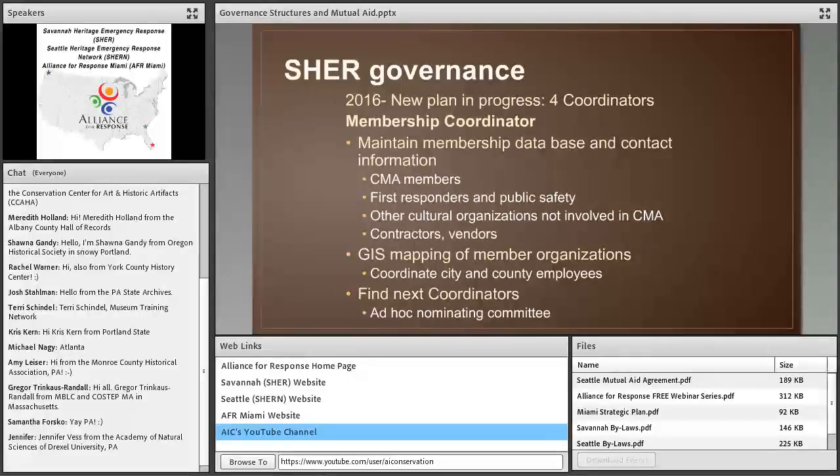Next, membership coordinator. This is mostly getting people's contact information in case of a disaster. So how do we maintain a membership base? How do we maintain ways to contact them on an everyday basis, office phone numbers, but also how would we get in touch with you if and when you are evacuated? Is it email, phones, lots of different ways of getting in contact with people.